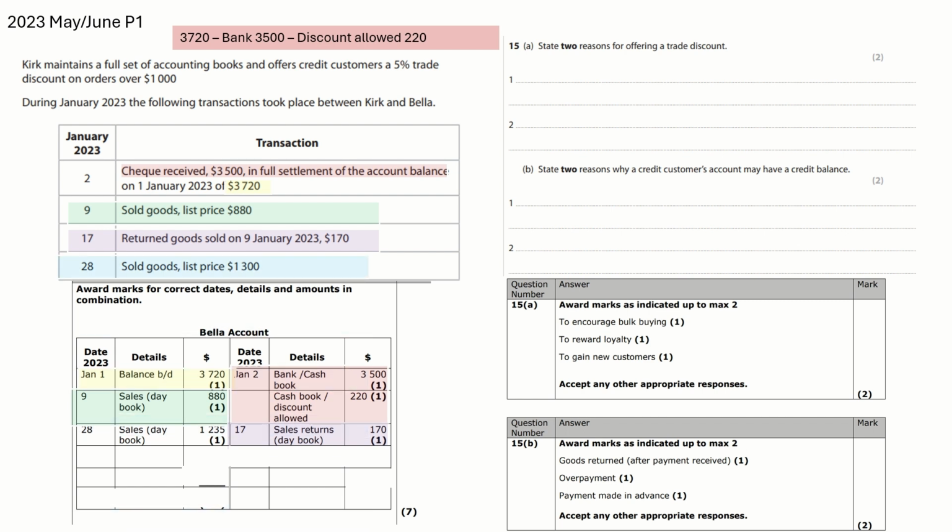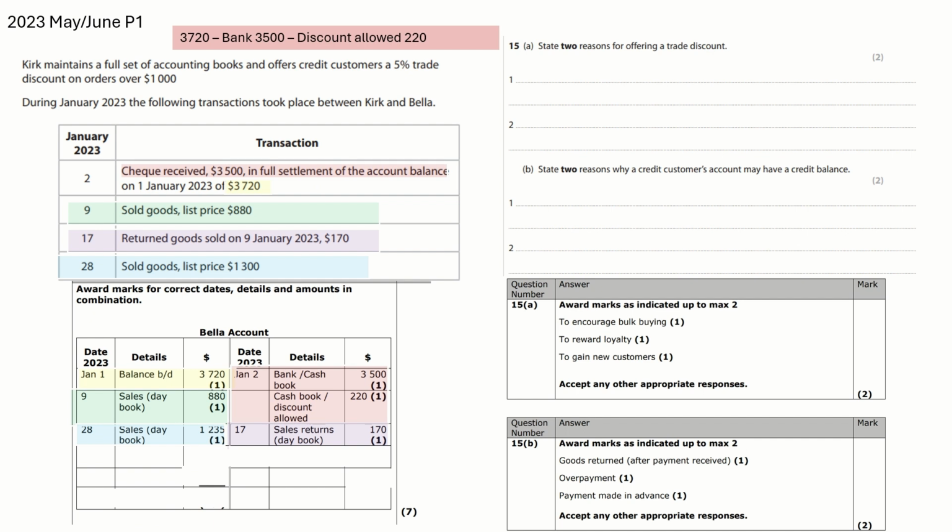28th, sold goods list price 1,300. Therefore, how do you account for this? As you can see here, remember, they clearly mentioned that there is 5% trade discount over any amount of sales of 1,000 and above. So here you're selling goods worth 1,300. Therefore, 1,300, calculate 5% trade discount and then deduct that amount in order to get 1,235.